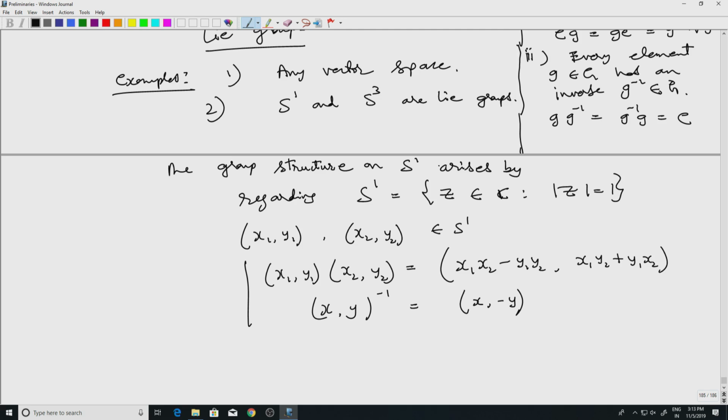But the group operation on S3 is actually a non-abelian group operation, and it's not immediately clear how one sees that this is a Lie group. But it's not that difficult either. However, I will not go into that.